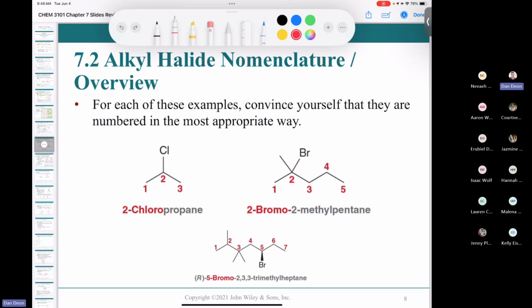For each of the examples, convince yourself that they're numbered correctly. I think this is a funny way of putting it: just convince yourself, and then you're good. That's not a good way to do science. But anyhow, all he's saying is that these are all numbered correctly. So just prove it to yourself.